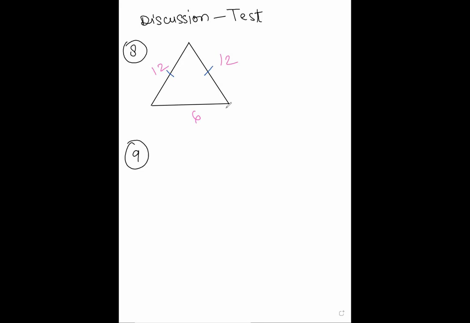Question number 9. Can you read out the question? A man traveled 2/5 of his journey by train, 1/3 by bus, 1/4 by car, and the remaining 3 kilometers on foot. What is the length of his total journey? How did you do this, Eva?